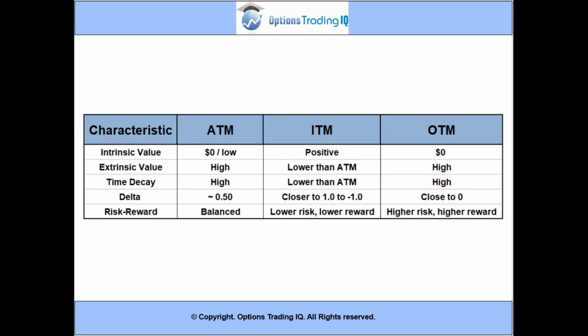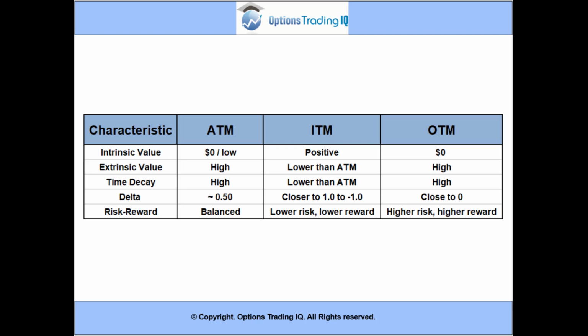Here we can see some characteristics of our different options. So at the money options have 0 or very low intrinsic value, very high extrinsic value or time premium, high time decay, a delta of around 50, and the risk reward is kind of balanced.